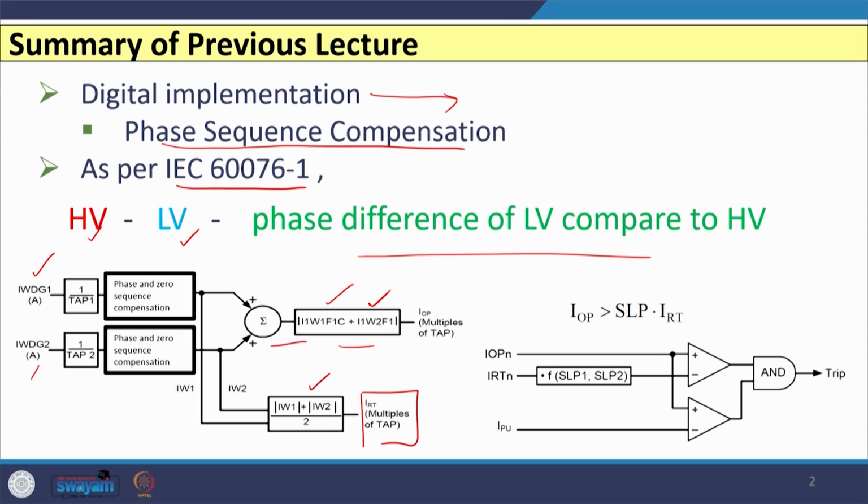Then once we have the value of operating current and restraining current, we can use operational amplifiers and an AND gate, and connect it in such a way that when the operating current exceeds the restraining current multiplied with some slope, and second when the operating current exceeds some IPU value, then the tripping command is initiated by the relay and the circuit breakers can be tripped.